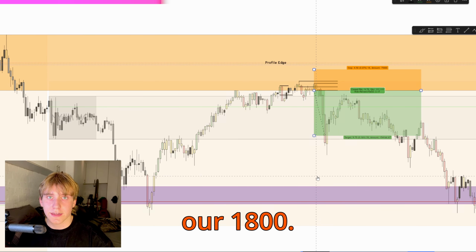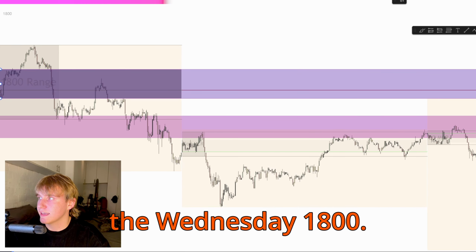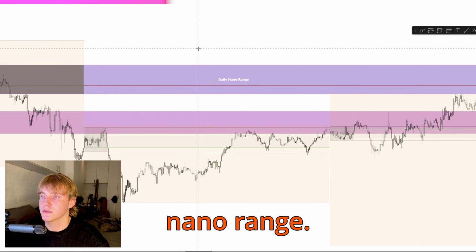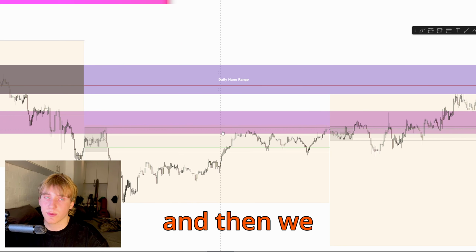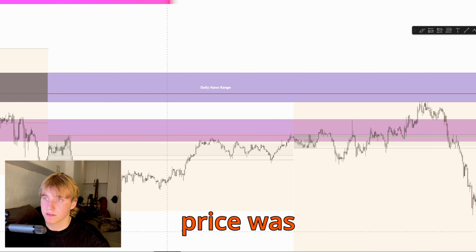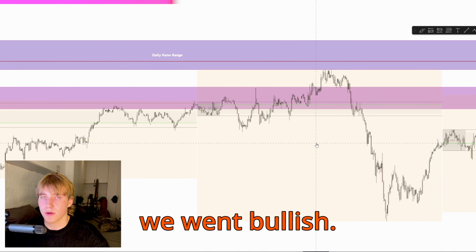Trading towards our 1800. So we're currently looking at the Wednesday right now. The Wednesday 1800, let's mark out the daily nano range. So we have our daily nano and then we have our weekly nano right now. Every single time price was below these 2 points of entry, we went bullish.